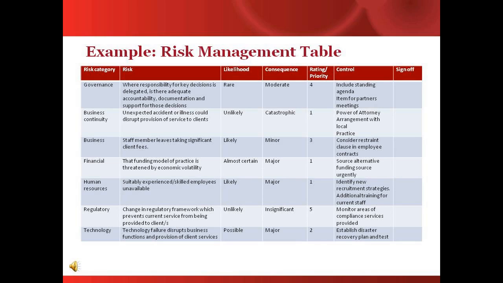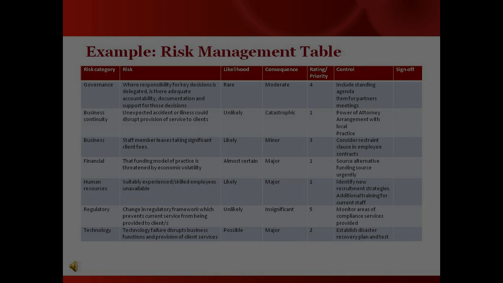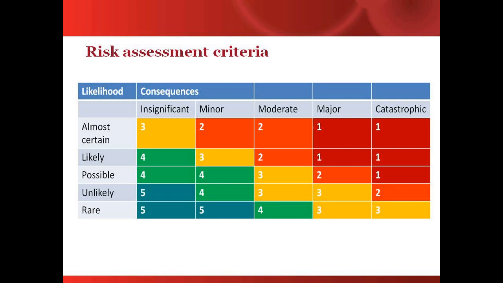Having identified the risks, you then move on to assessing those risks. And the first step is to look at the likelihood that the risk event would occur in the practice. And I've used a risk table, a matrix, which you'll see in the following slide, which splits likelihood into 5 categories and goes from rare to almost certain.